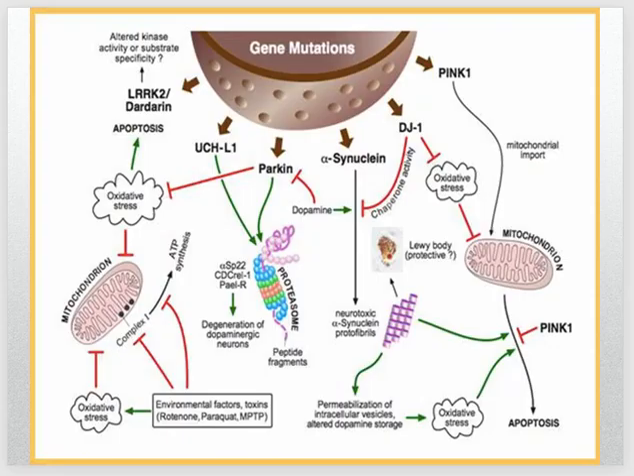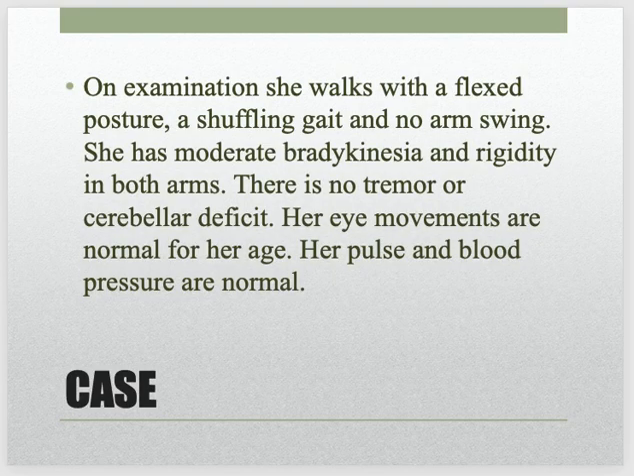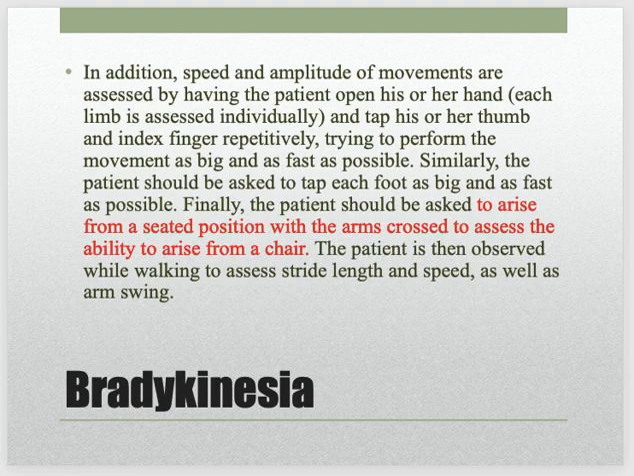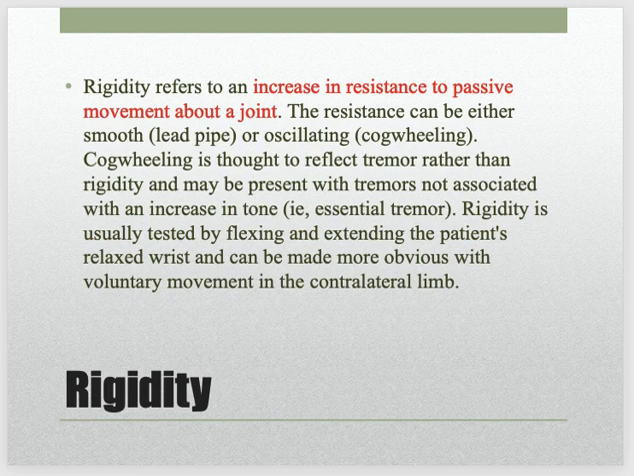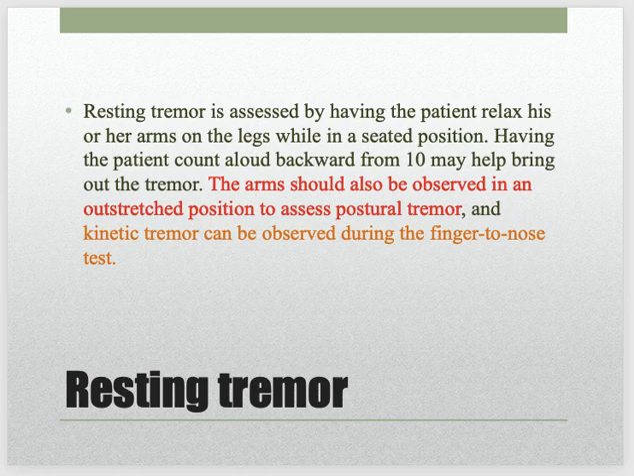Okay, I'll leave this thing. We had already discussed what the things are. Now see, on examination, she walks with a flexed posture, a shuffling gait, and no arm swing. She has moderate bradykinesia and rigidity in both arms. There is no tremor or cerebellar defect. Her eye movements are normal for age. Her pulse and blood pressure are normal. So all these are the same things which are repeating.